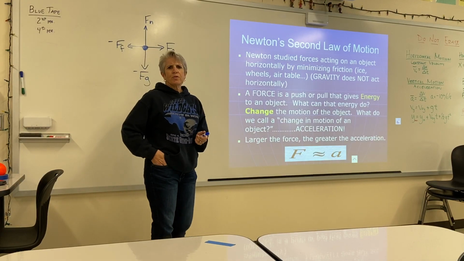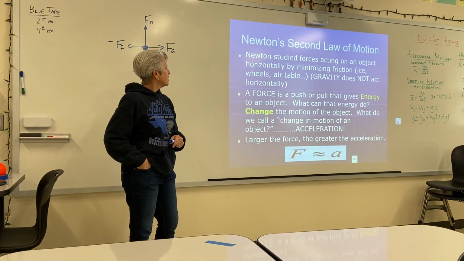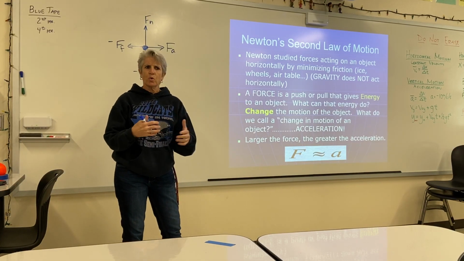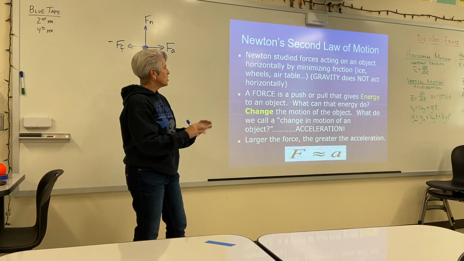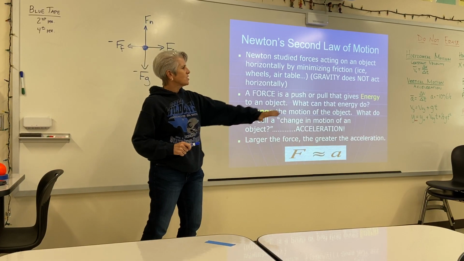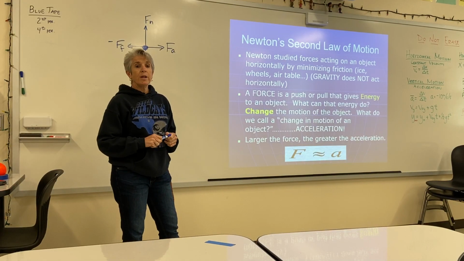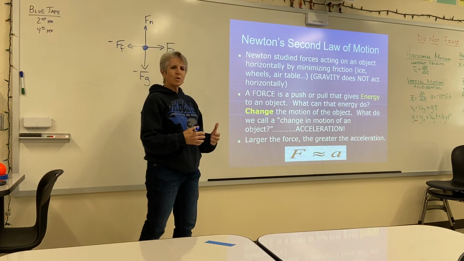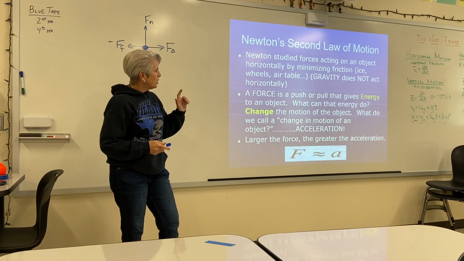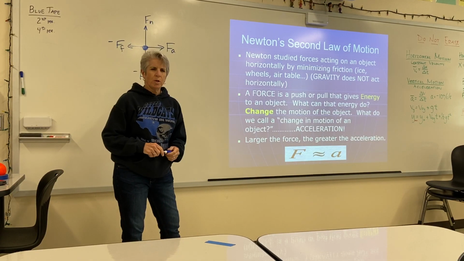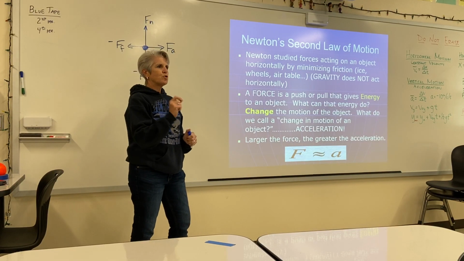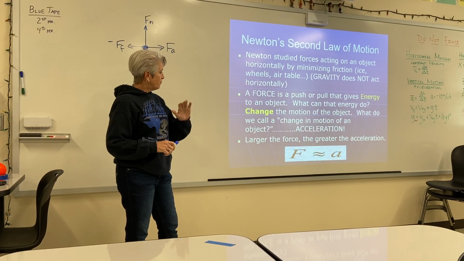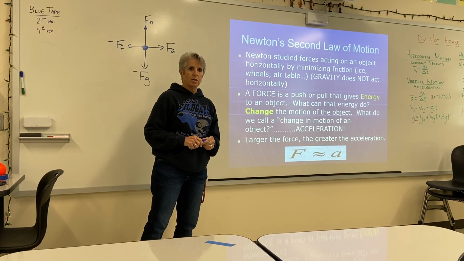Newton's second law of motion is one that we have an equation for. He studied forces acting on an object, and he tried to minimize gravity or friction by reducing some of those forces. Maybe sliding something on a horizontal air table, or rolling something down a hill, to make things happen at a slower pace so he could still study them. But remember, a force gives energy to an object, and that energy can cause a change in an object. Well, change is a 50-cent word for acceleration. So a force causes an acceleration.